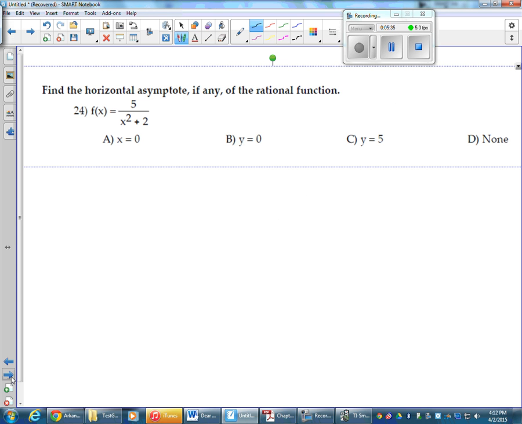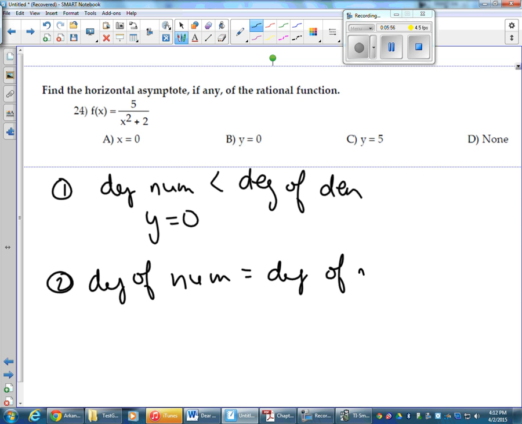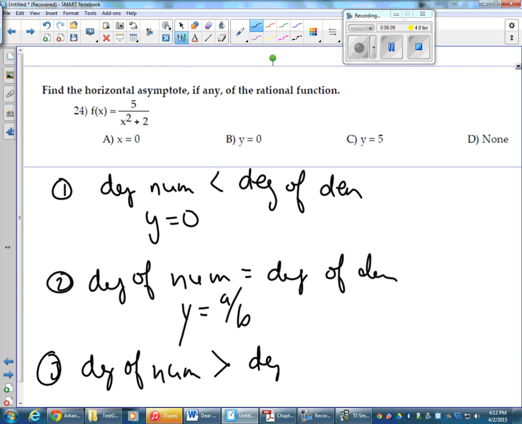Number 4, find the horizontal asymptote, if any. Okay, so for our horizontal, we've got 3 different situations. 1, if the degree of the numerator is less than the degree of the denominator, then y equals 0 is your horizontal asymptote. Or if the degree of the numerator is equal to the degree of the denominator, then y equals a over b will be your horizontal asymptote, where a is the coefficient of the top and b is the coefficient of the bottom. Or if the degree of the numerator is greater than the degree of the denominator, there's no horizontal asymptote.